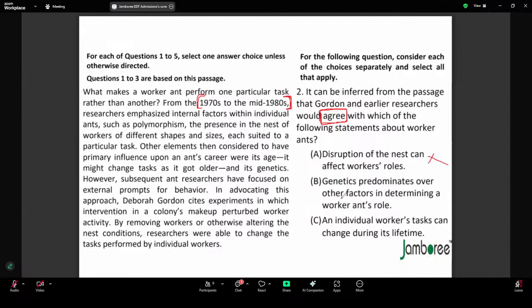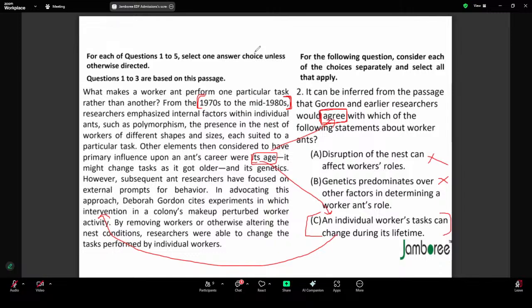Genetics predominates over other factors in determining a worker's role. I'm not even sure that one of the people is saying something like that in the first place. So it'll be very difficult to agree on something that even one party is not really solid on. By definition, if two are incorrect, then one has to be correct. An individual worker's tasks can change during its lifetime. Here, intervention during the lifetime can change it, according to Deborah. According to the earlier researchers, yes, because it says age. As you age, it can change. So this is something they will agree on, that during their lifetime things can change.